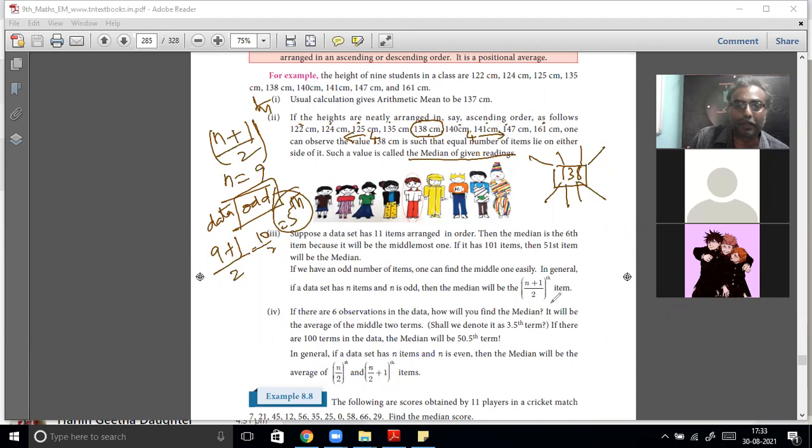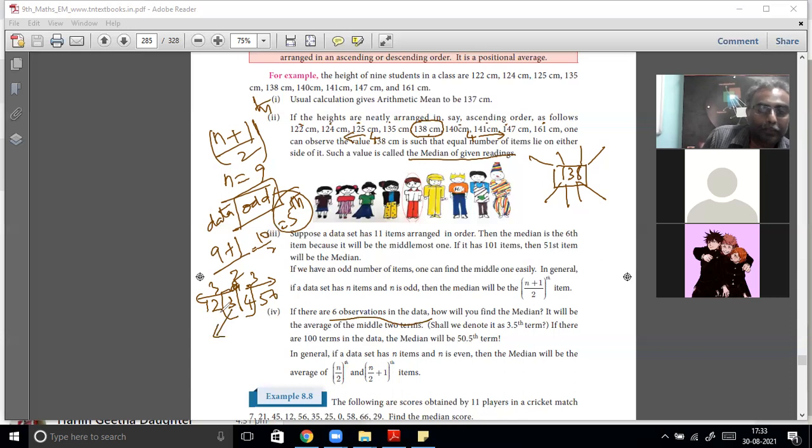But that is easy. Suppose there are 6 observations. How will you find the median? Suppose there are 6 observations: 1, 2, 3, 4, 5, 6. Here there is no middle value: 3 on this side, 3 on that side, and no value in the middle. Now what will you do? You have to take the average of this and that.